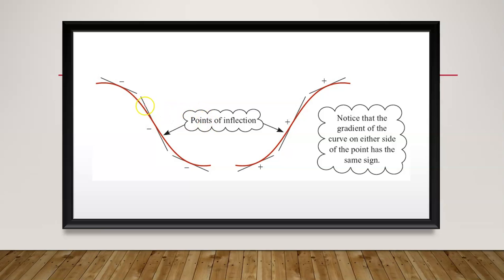Alright, point of inflection. So here is dia punya stationary point. They're going down and going down again. Ini pun sama, stationary point going down and going down. Maksudnya negative, negative, negative, negative. Ataupun stationary point di sini, this is positive, this is still positive. Ataupun at this point, dia positive and positive. Notice that the gradient of the curve on either side has the same sign. Okay, the same sign.